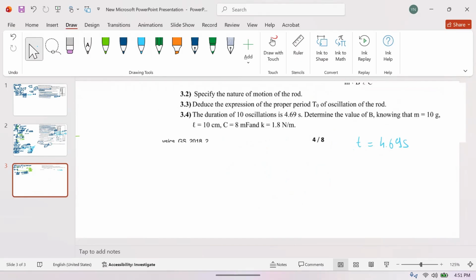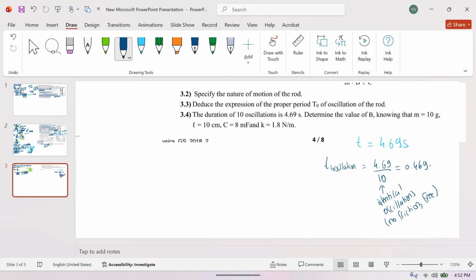Since they are identical, I can find the time for one of them. The time for one oscillation should be 4.69 over 10. I divided by 10 because they are identical oscillations. If they weren't identical, you cannot divide by 10. And by identical, I mean there's no friction, and it's a free oscillation. It's free undamped. If it's forced, no. And if it's damped, also no. You cannot do that. So the time for one oscillation is 0.469 seconds.